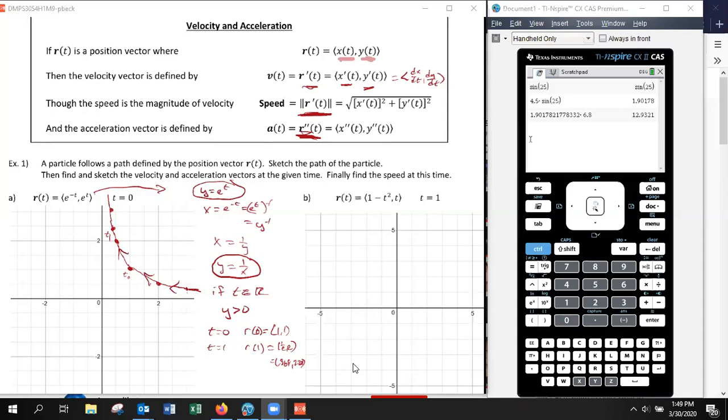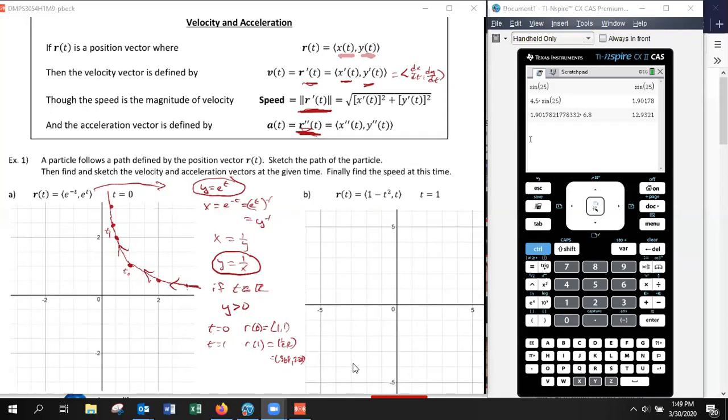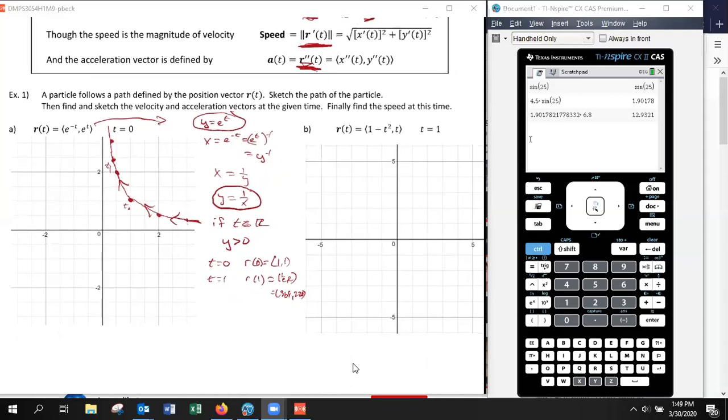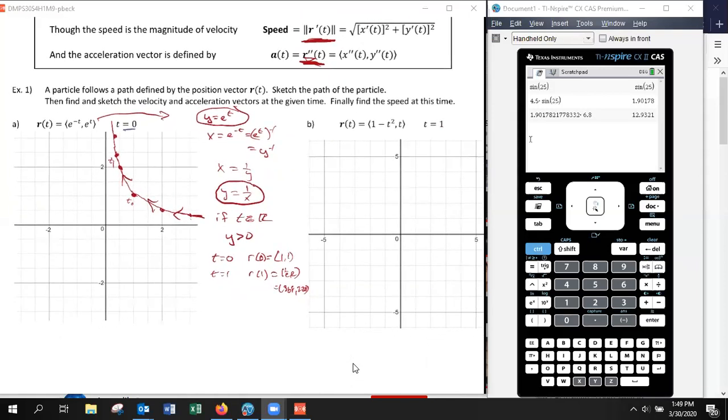So in a different color, I'm going to sketch the velocity and acceleration vectors at the given time. So I'm looking at t equals 0, our velocity vector. Our velocity vector, I really should just write it as r prime.